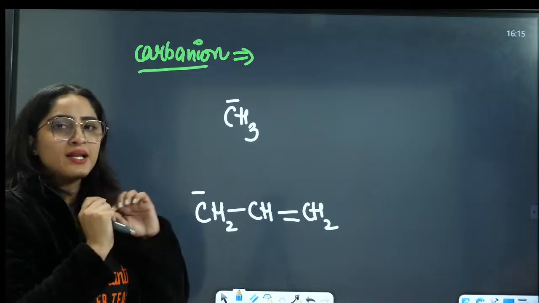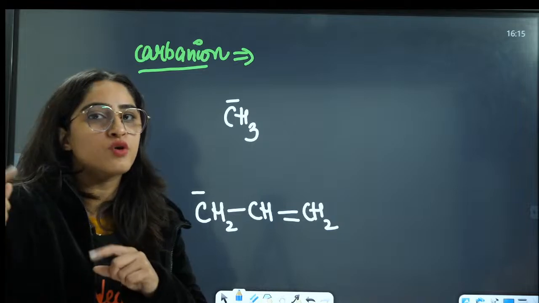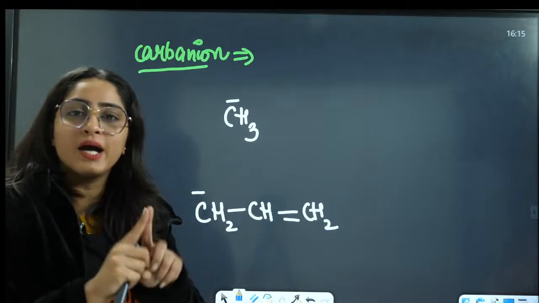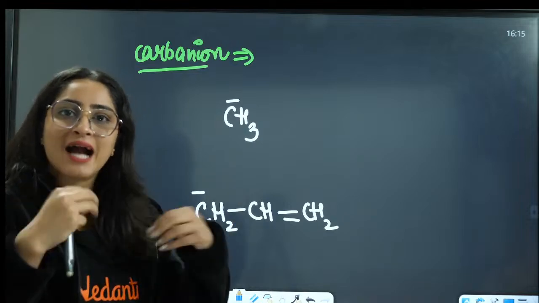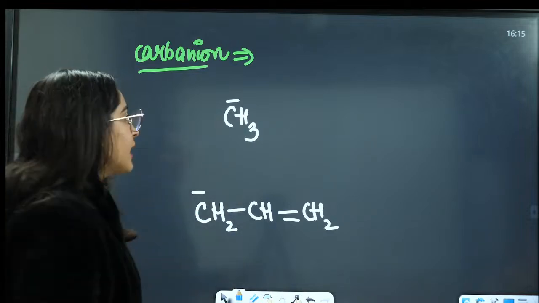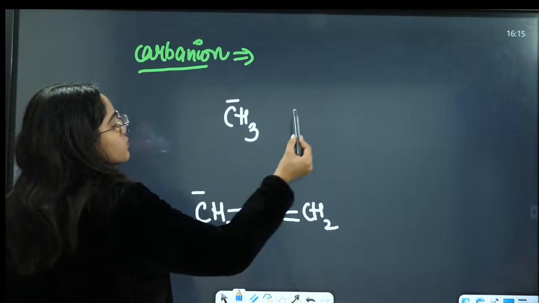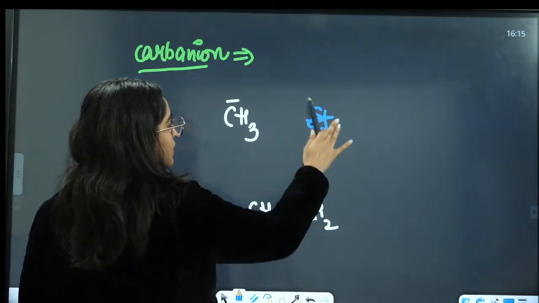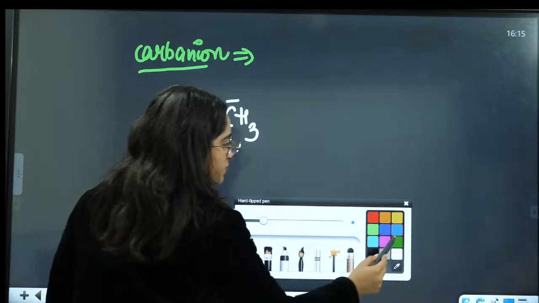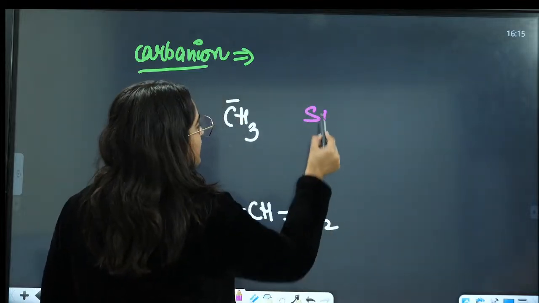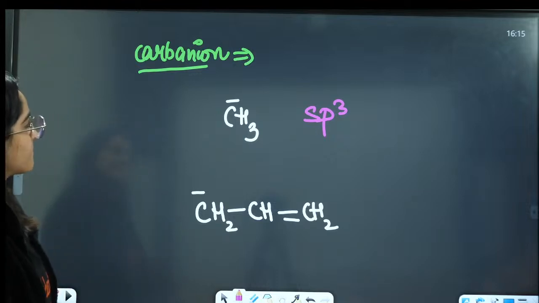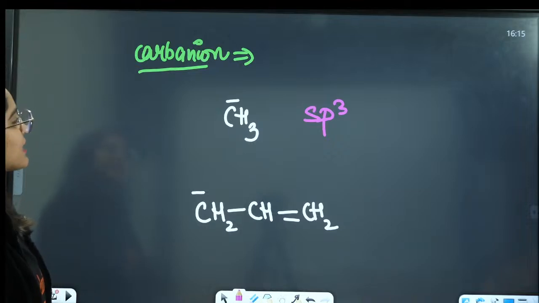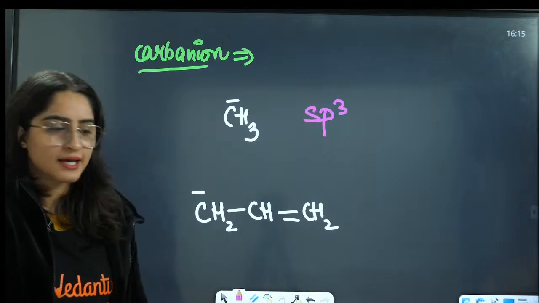In a negative charge, 1 electron is from itself and 1 electron is from another atom. For a lone pair, the two electrons in the lone pair are of that carbon, that atom only. So this is 3 plus 1, which is 4. So the hybridization here will be sp3 hybridization.